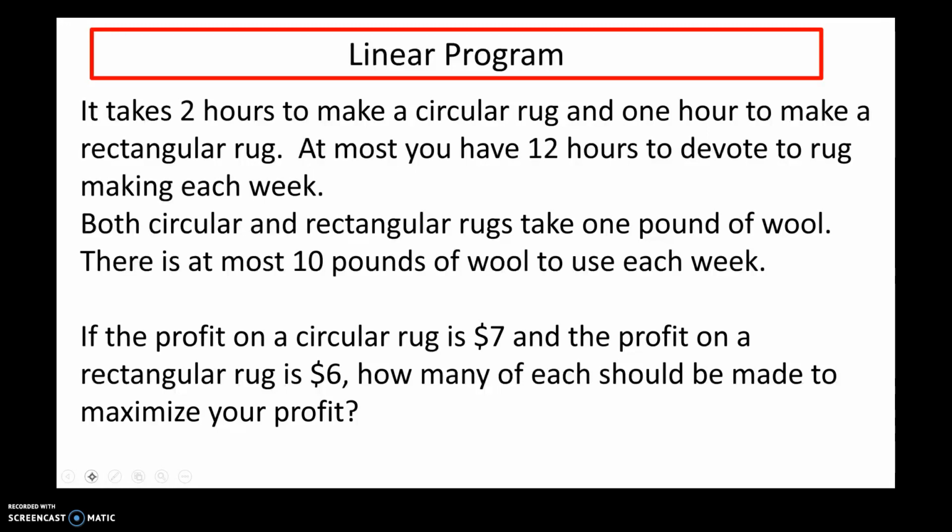Okay, so it takes 2 hours to make a circular rug and 1 hour to make a rectangular rug. At most, you have 12 hours to devote to rug making each week. Both circular and rectangular rugs take 1 pound of wool. There's at most 10 pounds of wool to use each week. If the profit on a circular rug is $7 and the profit on a rectangular rug is $6, how many of each should be made to maximize your profit?